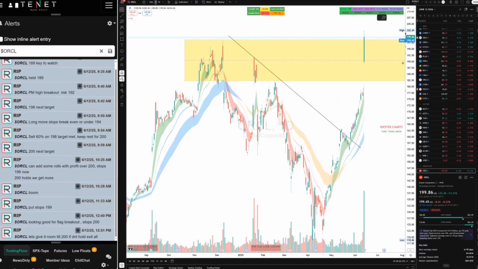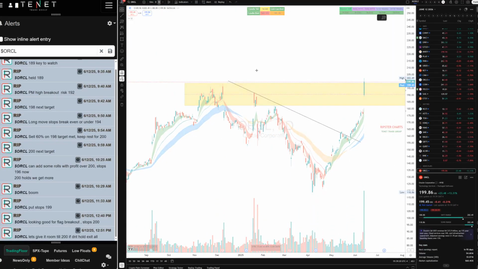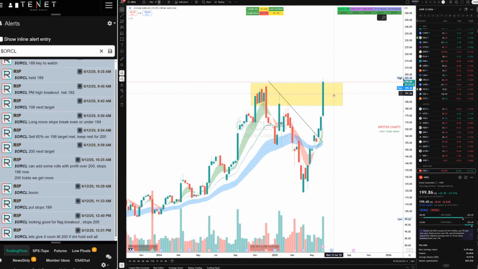All right, so let's go to the A plus setup. We have today this A plus setup was Oracle. The Oracle A plus setup, because it's trading at all-time highs, is breaking its multi-month resistance, so you can still push higher. So it was an A plus setup.